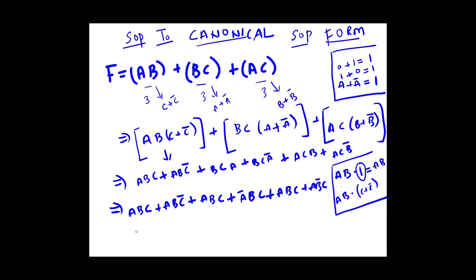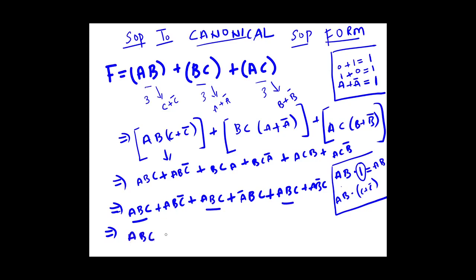Now, after getting this expression, the next thing we need to do is check if you have any repeated terms. If you have any repeated terms, remove them and write only one common term. For example, I have ABC. Where else do I have ABC? I have it here, and I also have it here. So this is repeating thrice. That means out of 3, I'll write only once.